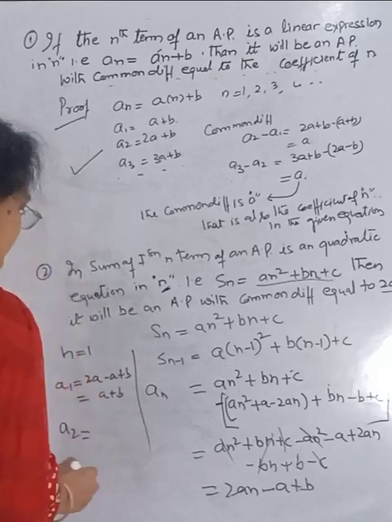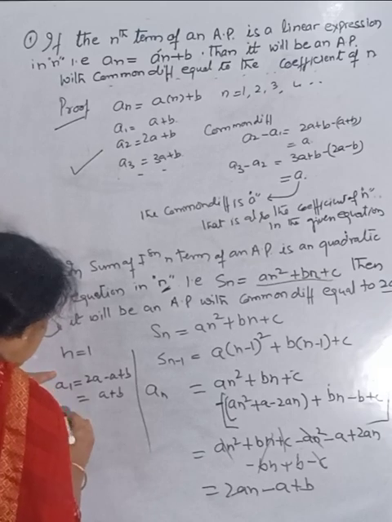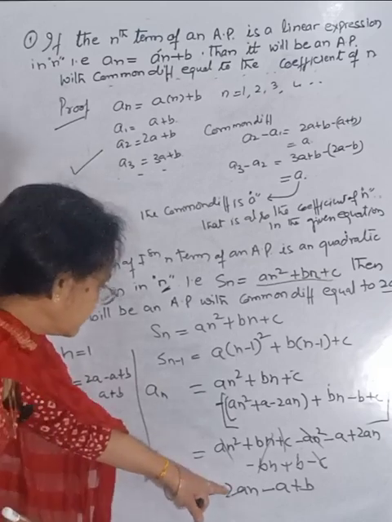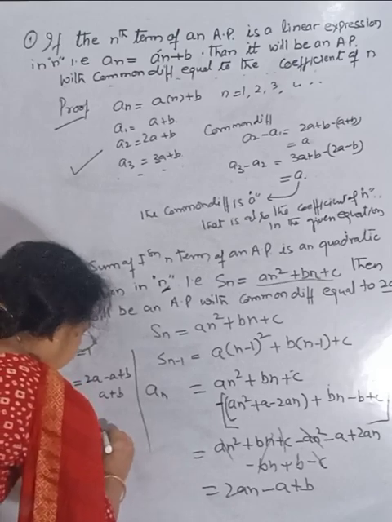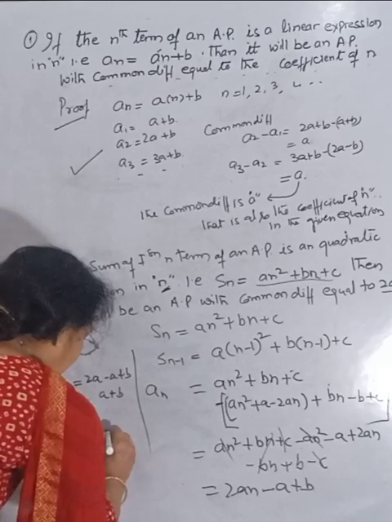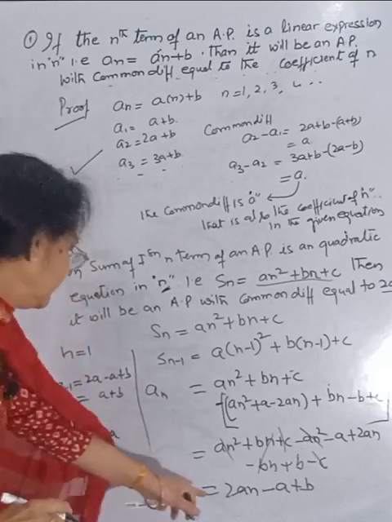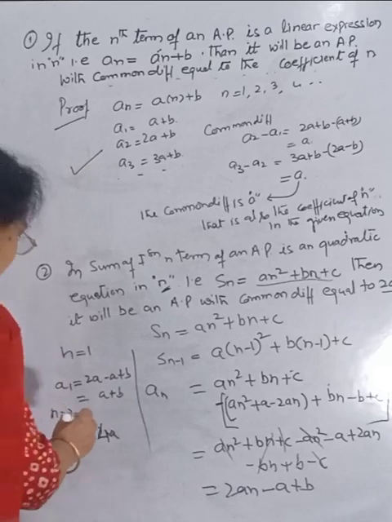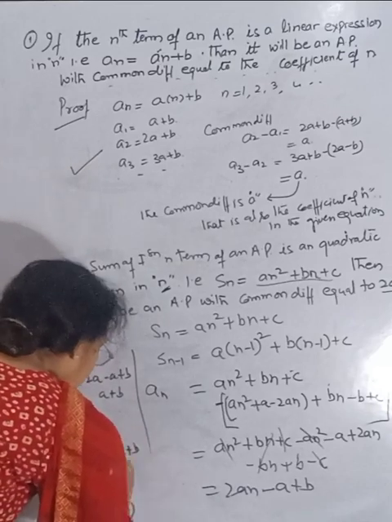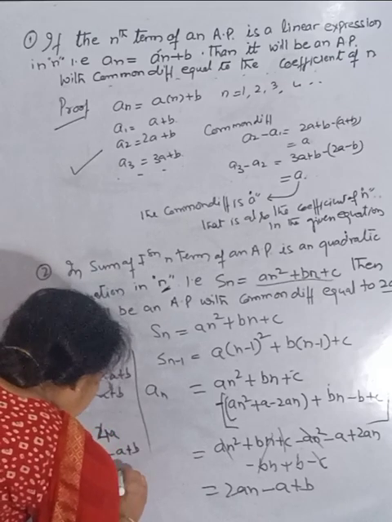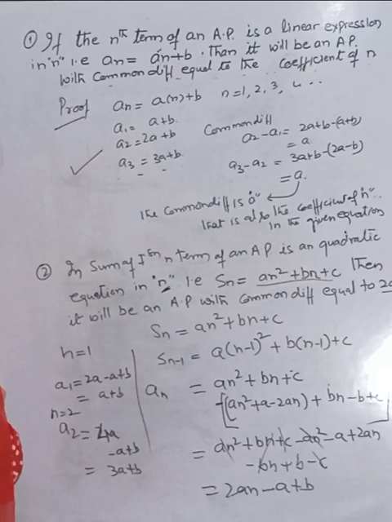Okay. Now a2 can be obtained by putting n is equal to 2. n is equal to 2 रखिए. That is a2 will be equal to 2 times 2, 4 times a, because n is equal to 2 रखा. 4 times a minus a plus b, that is 3a plus b. Okay, correct.